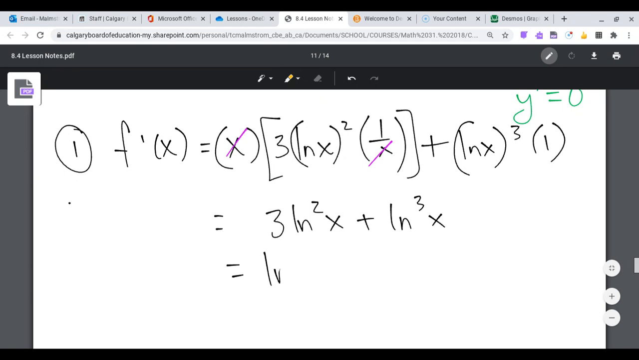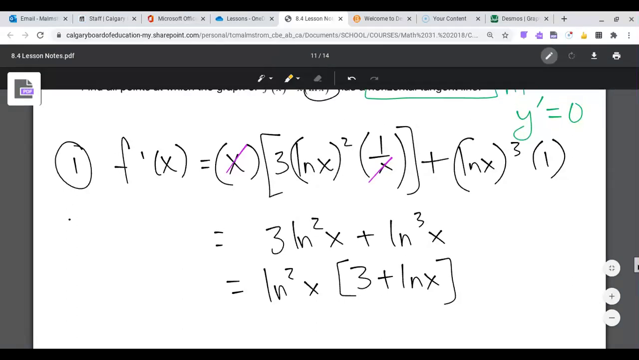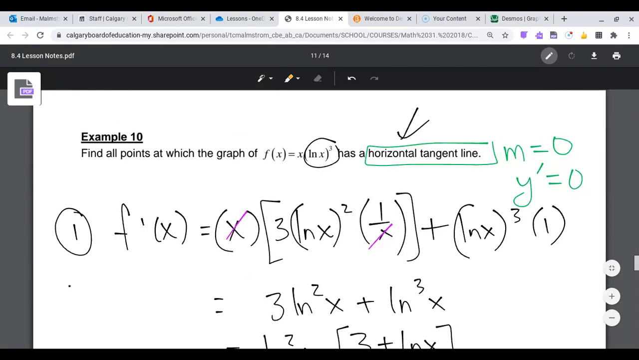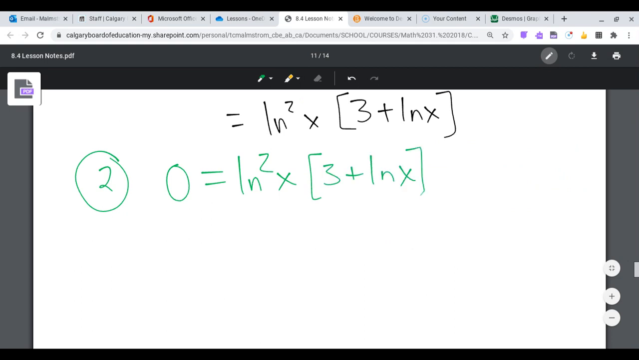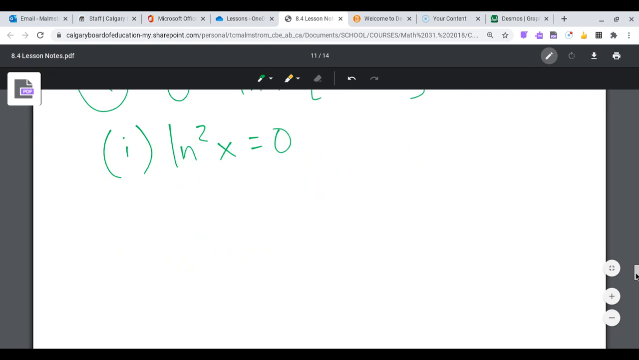I could factor out a ln squared, and I'd be left with 3 plus ln x. And what do I know about this? This has to equal 0 if I want it to be this horizontal tangent line. So step 2, I'm going to set this equal to 0. And then I'm going to leave this in factored form because this is easier to solve. So if ln squared is equal to 0, how do you go about solving that? We want to find these x values where this is happening.